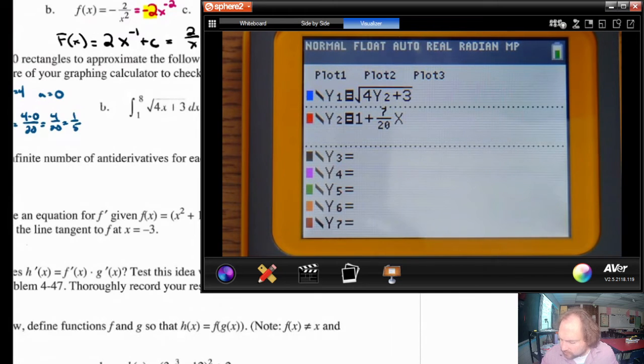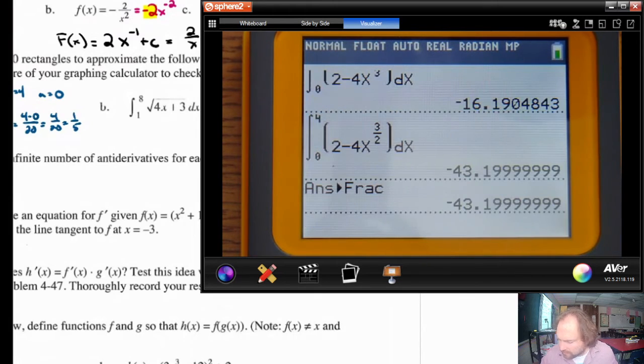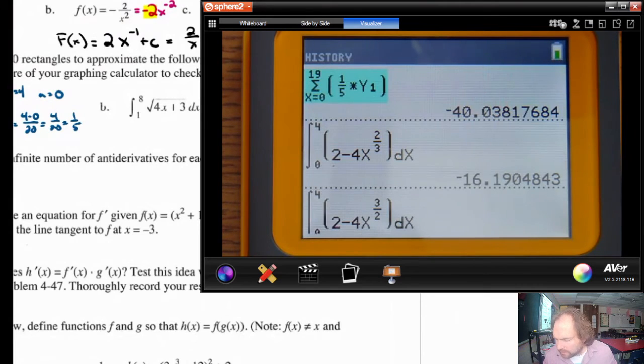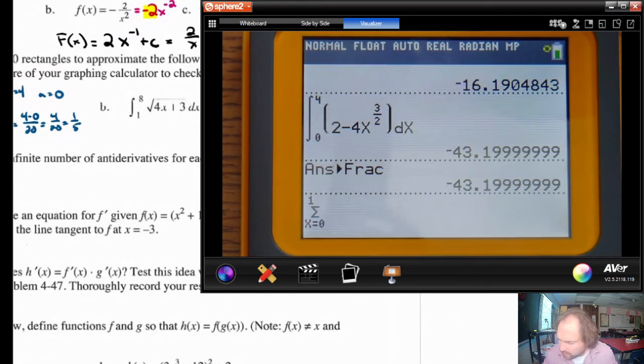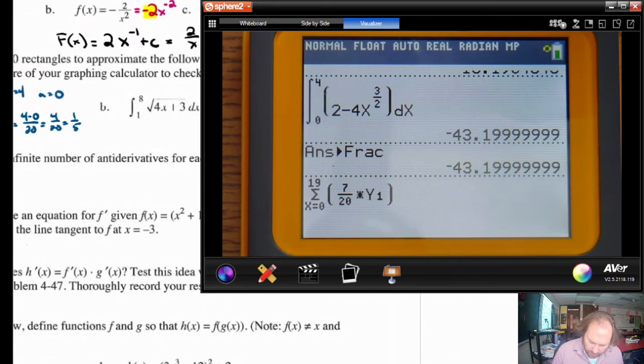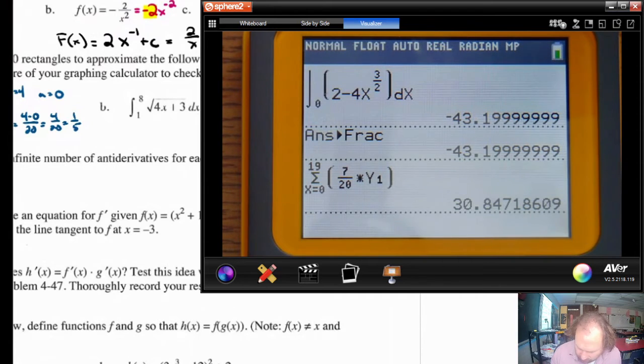If this is done correctly, we should be able to go out to the main screen. Actually, we should be able to go all the way back up here and grab this exact same calculation and just change that 1/5 to 7 over 20. Just a little life hack for you on your calculator. This will probably take a couple minutes to spit out an answer. Oh, looks like it's about 30.847.